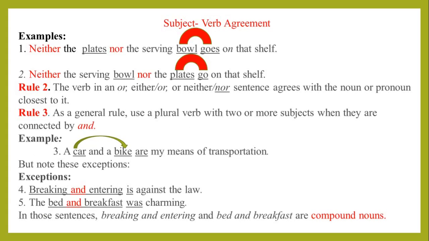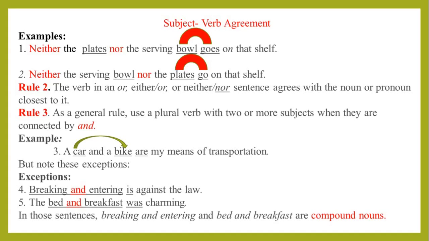The next rule, neither the plates nor the serving bowl goes on that shelf. Here in the example, the two subjects, the plates and the serving bowl, are used. You can observe that the first subject, plates, is plural and the second subject, serving bowl, is singular. So the verb goes is used according to the second subject, serving bowl. Serving bowl is singular, so the verb is singular.